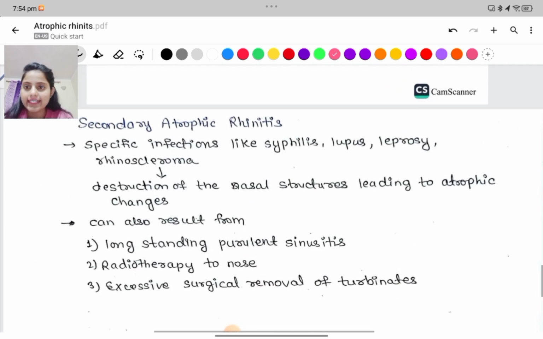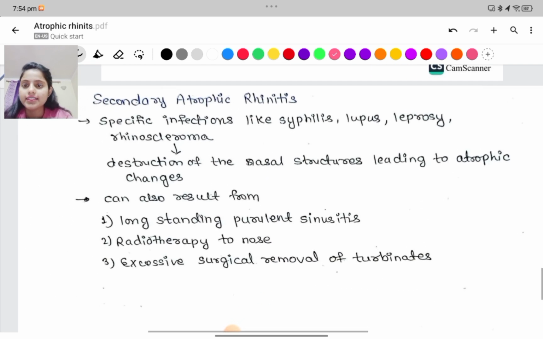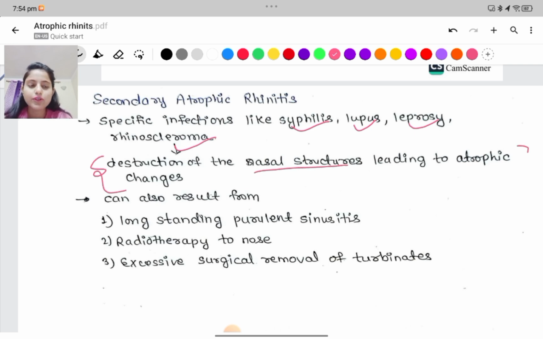Secondary atrophic rhinitis. In secondary atrophic rhinitis, there are specific infections like syphilis, lupus, leprosy, rhinoscleroma, due to which there is destruction of the nasal structures leading to atrophic changes. Secondary atrophic rhinitis can also result from long-standing purulent sinusitis, radiotherapy to the nose, and excessive surgical removal of the turbinates.